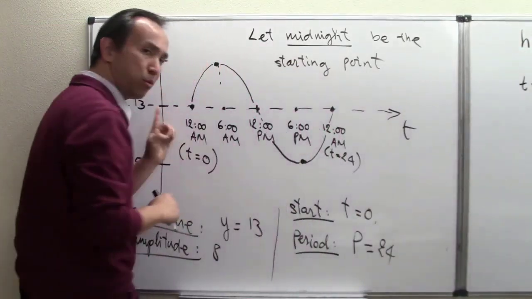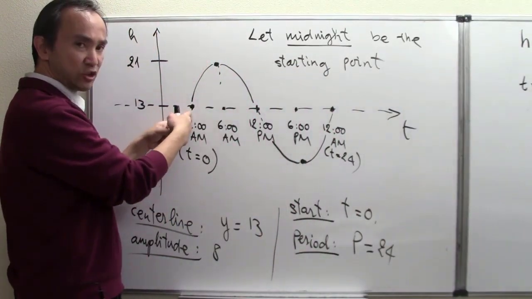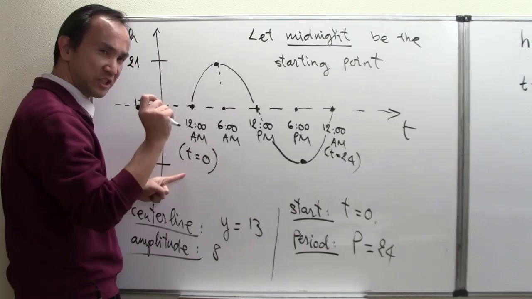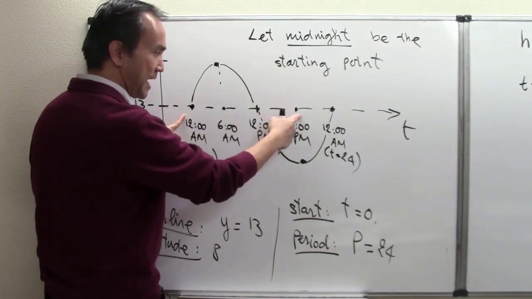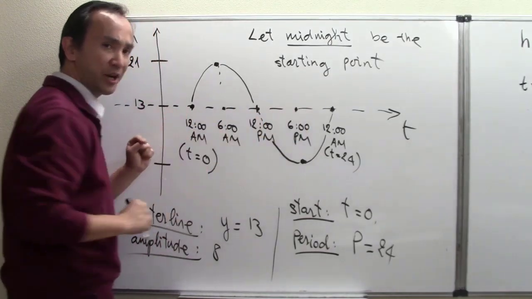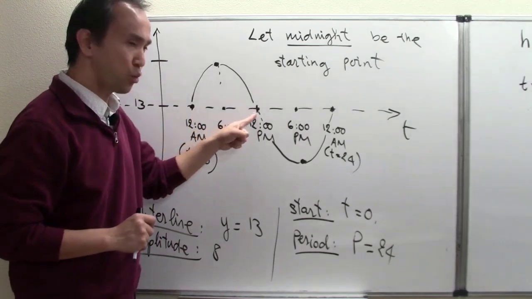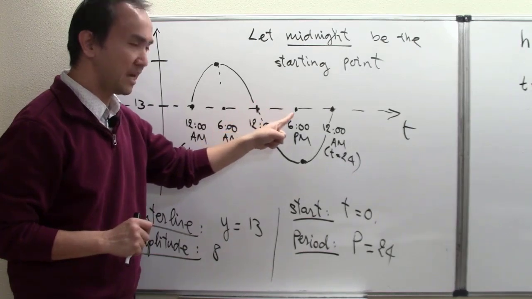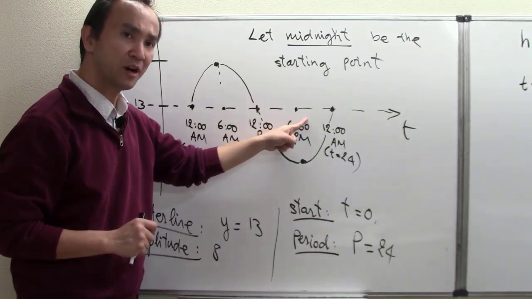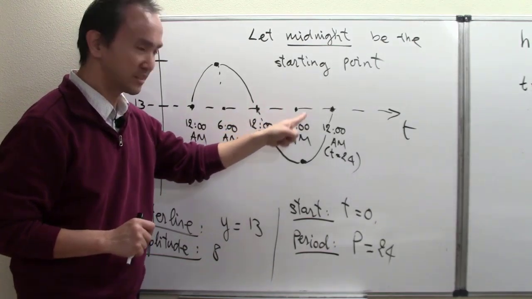So back on this plot right here, midnight is right here. That's our starting point, t equals 0. So 7 p.m. is somewhere past the 6 p.m. point right there. That's 12 hours away, that's 18 hours away, 1 more hour away, and that is exactly at 7 p.m.